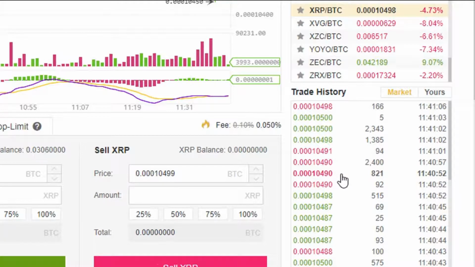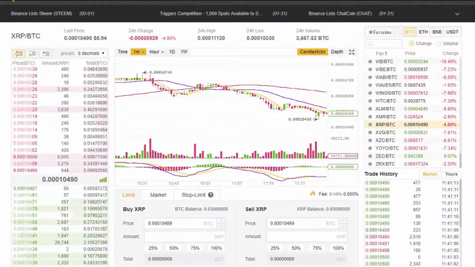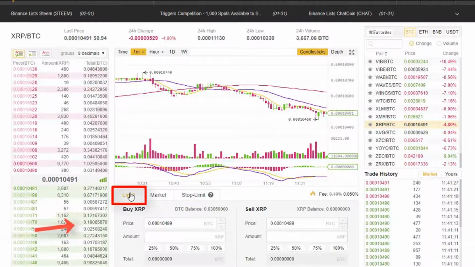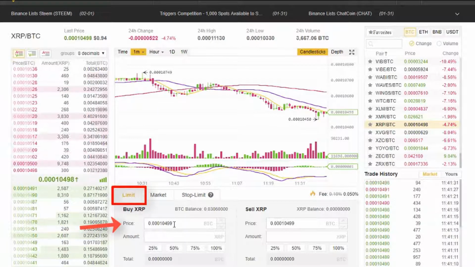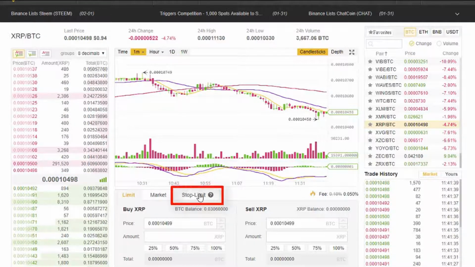Now let's go into the actual setting up your purchase or your sale. And you can do it in 3 ways now. You can say, I will buy at a certain price and how much I'll sell. Or market means I will buy whatever someone's willing to sell at that moment. A stop limit is a fancy feature I'll explain in just a minute. And it's the same for selling.